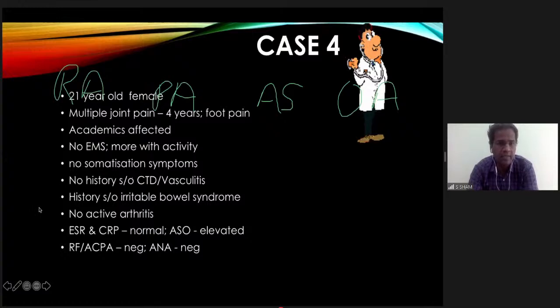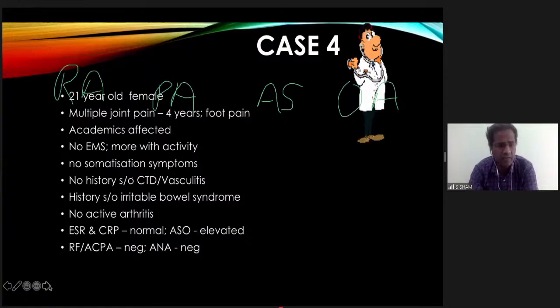So here we have a young female with multiple joint pain. She was in college, so even her academics were getting affected. No other symptoms like fibromyalgia were there. History suggestive of irritable bowel syndrome was there. She was pretty anxious. Parents were anxious. Again, multiple tests, everything is negative. Everybody told her she is normal. So any young female with polyarthralgia?